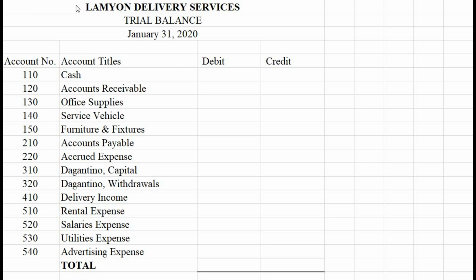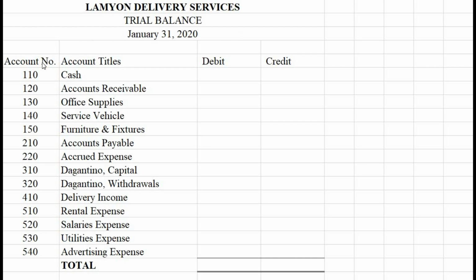So, take note na in preparing a trial balance, of course, pinakauna sa lahat naman ng report sa accounting, unang-una dapat meron kang heading. Yung heading, the first line should be the name of the company. The second line is the name of the report, and of course the third line will be for the date, no, the date of this report.